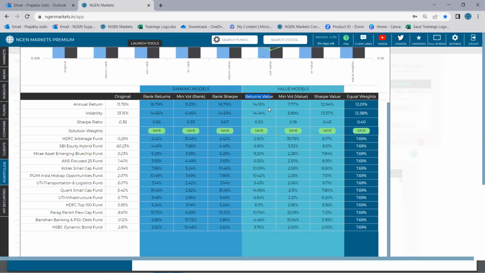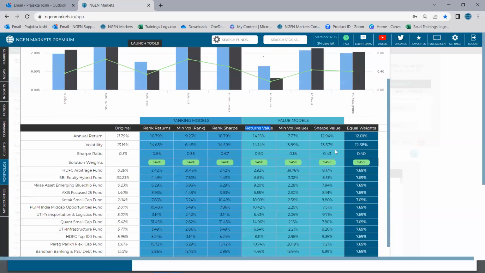It's just that the calculation methodology varies. So rank value will definitely rank these particular funds on the basis of highest returns in terms of values. Minimum volatility will definitely aim to minimize the volatility of the entire portfolio on the basis of the underlying exposures and their actual volatility numbers. And the Sharpe ratio value will take into consideration the actual Sharpe ratios of each of these funds and allocate that much weightage to each of these funds on the basis of their Sharpe ratios. So that's how the optimization model works.